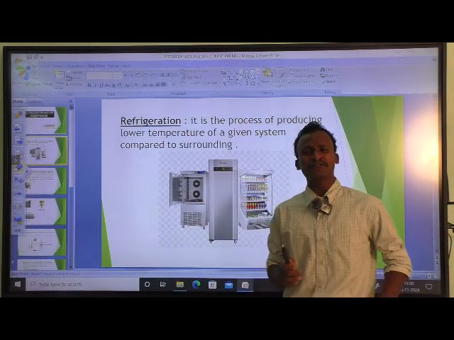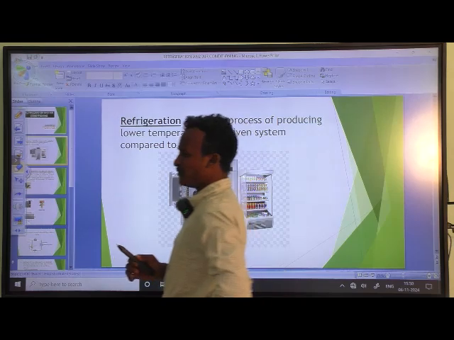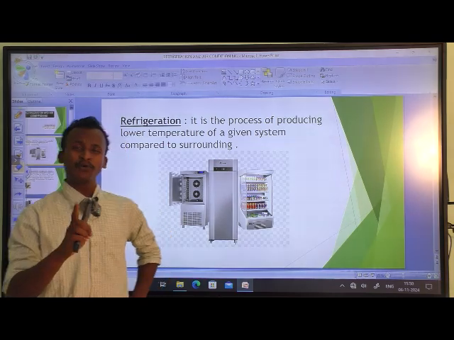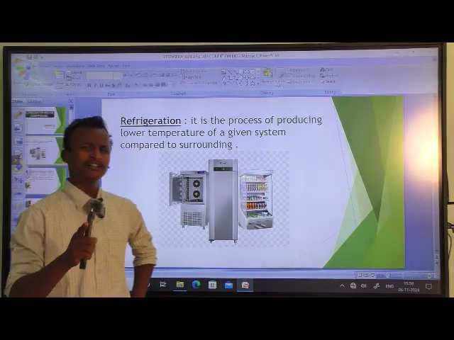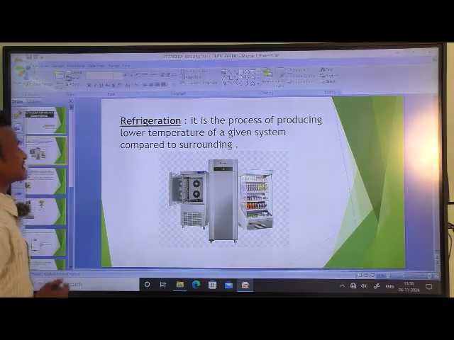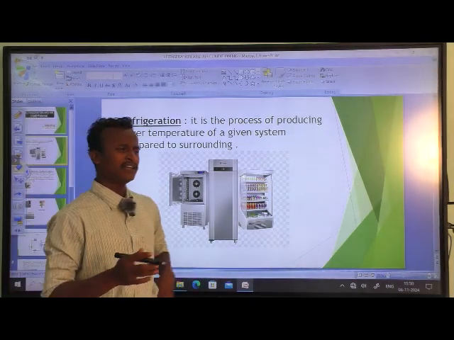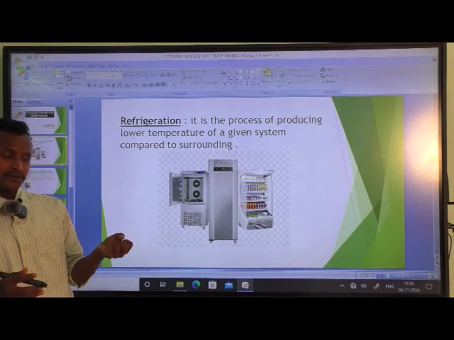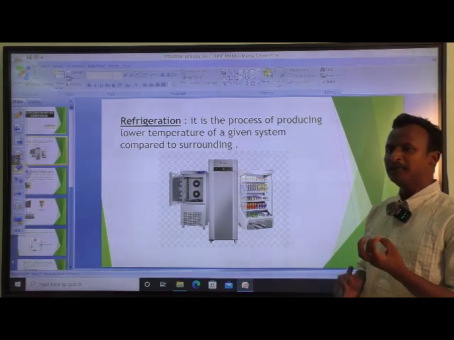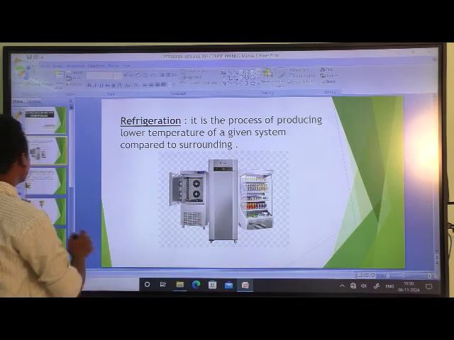In AC, my dear students, the basic function of an AC is to maintain a lower temperature of a room as compared to the surrounding. So refrigeration states that it is the process of producing a lower temperature, where we take a system. We have to maintain that temperature below the surrounding. Okay, my dear students?